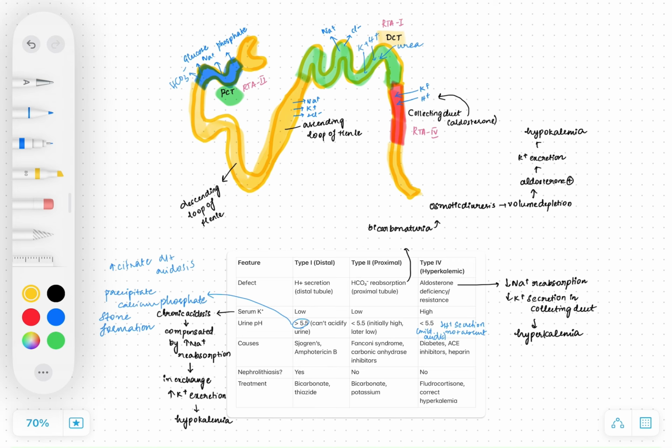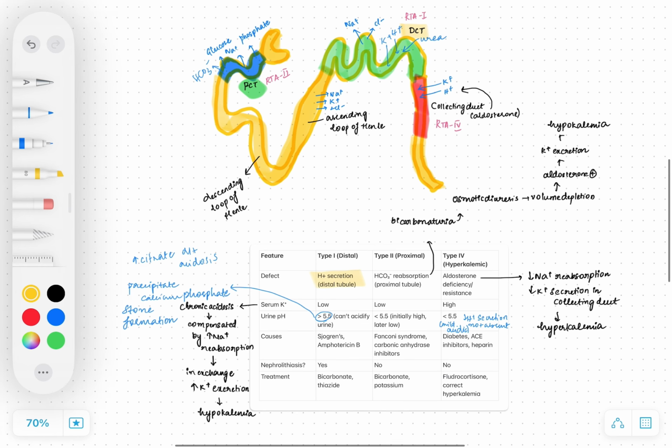Here there is defective H plus ion secretion at the distal tubule. Since there is defective H plus secretion, it will be retained. More retention of H plus will lead to metabolic acidosis. There will also be a low serum K plus level. This is because this chronic acidosis is compensated by an increase in sodium resorption in exchange for potassium excretion. So there will be more potassium excretion, leading to hypokalemia.